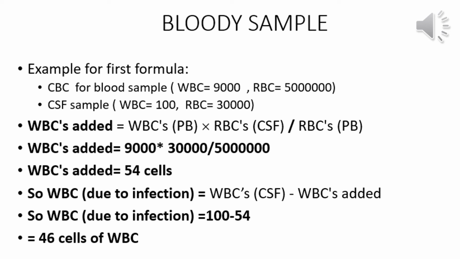For example, suppose that you have a patient and you have two samples for this patient, one of them a blood sample and the second one a CSF sample. From the blood sample we can do the CBC to know the number of white BC. Suppose that the number of white BC for this patient in the blood sample is 9,000 and RBC is 5 million cells. And in the CSF sample, when you count the white BC, you have 100 cells of white BC.